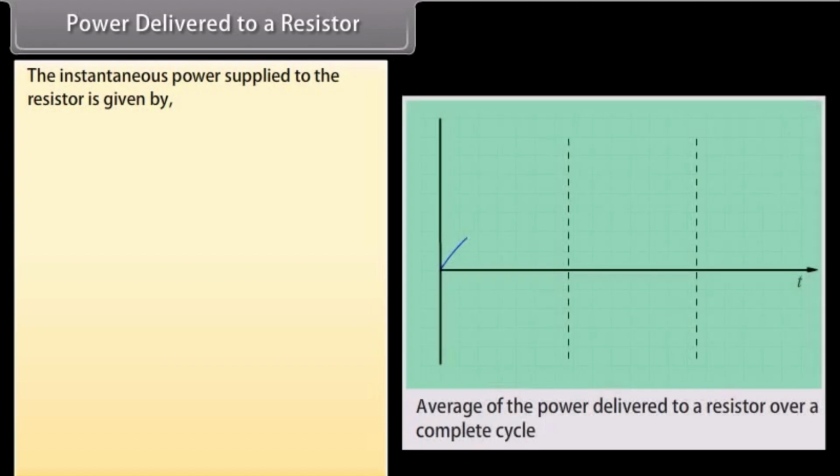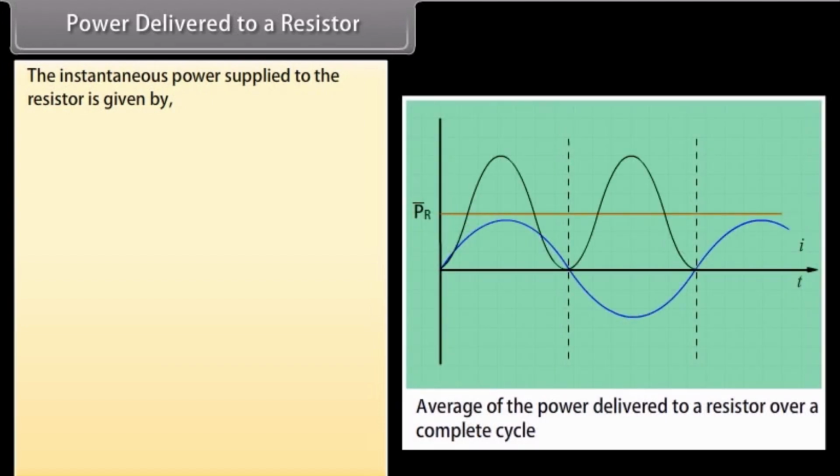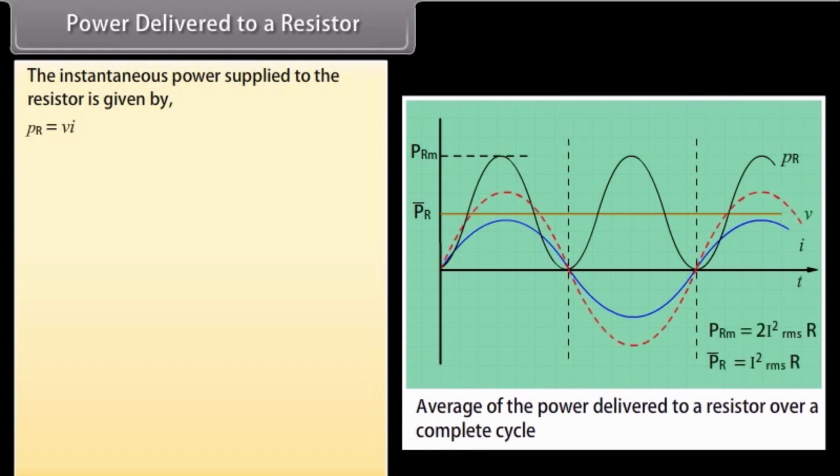Power delivered to a resistor. The instantaneous power supplied to the resistor is given by PR is equal to VI, which is equal to the product of Vm sine omega t and Im sine omega t. It can be written as PR is equal to the product of Vm, Im and sine square omega t.